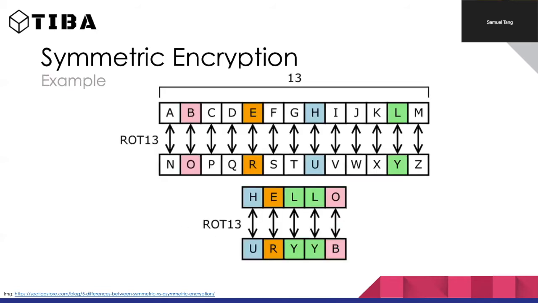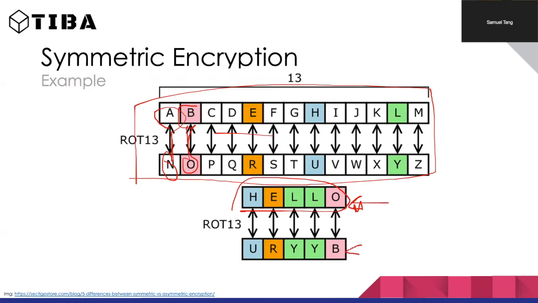So here's a kind of example. You have this sort of table right here, like a mapping table, where A becomes N, B becomes O, and so on, right? Now you have a message that you want to encrypt. So let's say hello, and then you encrypt it using this table. So H now becomes U, E becomes R, L becomes Y, O becomes B. All right. So this is the message that you want to encrypt, and this is the encrypted message.